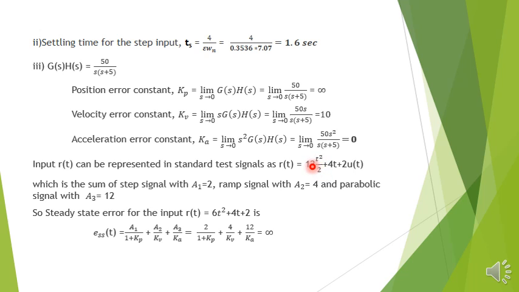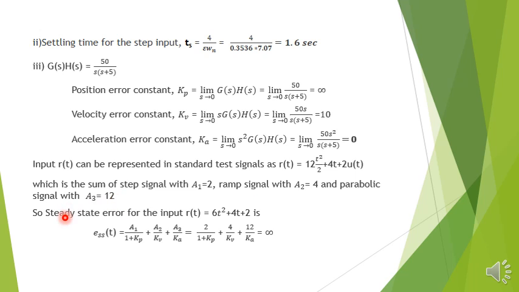So it is 12t square by 2 plus 4t plus 2 u of t, which is the sum of a step signal with A1 equal to 2, a ramp signal with A2 equal to 4, and a parabolic signal with A3 equal to 12.